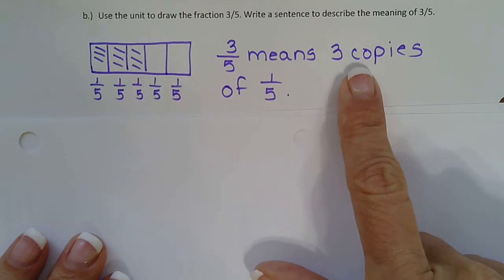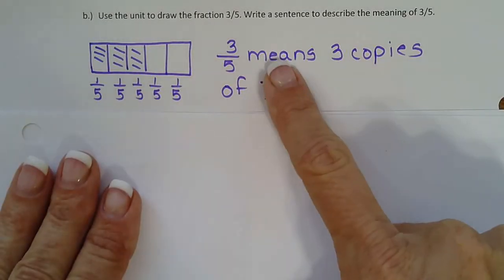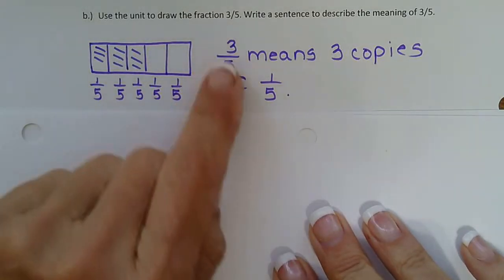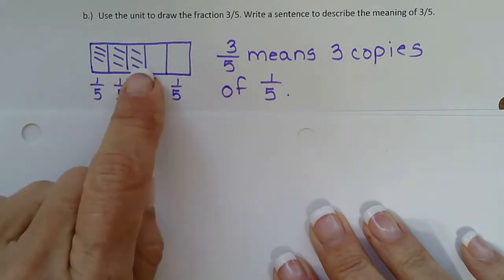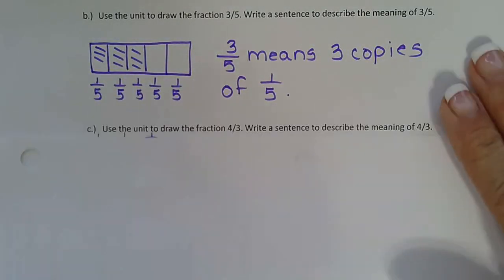And this would be the sentence that you would write on the test. And it does ask you for a full sentence. So make sure you have a verb in it, you have a period, and so on. So 3/5, 3 copies of 1/5, 3 of the 5 are shaded.